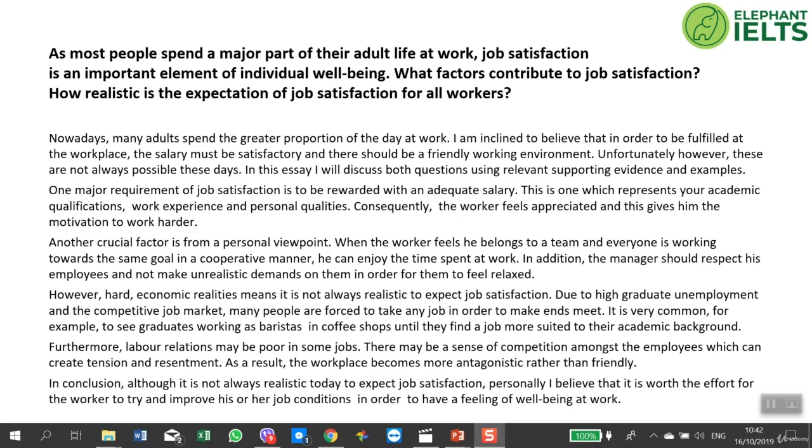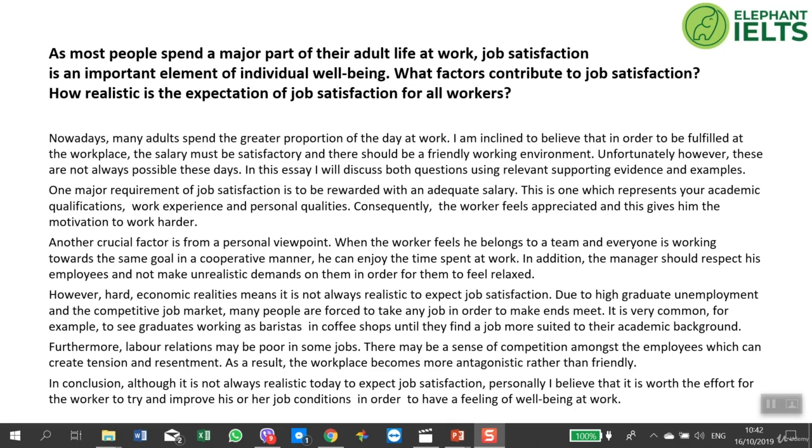Let's look at the next main body paragraph. Another crucial factor is from a personal viewpoint. When the worker feels he belongs to a team and everyone is working towards the same goal in a cooperative manner, he can enjoy the time spent at work. In addition, the manager should respect his employees and not make unrealistic demands on them in order for them to feel relaxed. So this paragraph talks about the personal requirements for someone to feel satisfied at work.